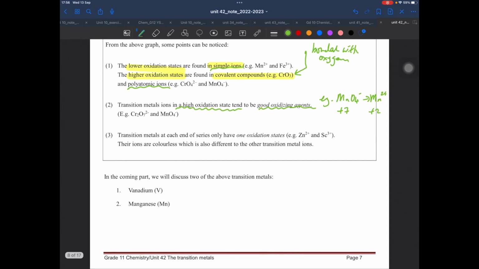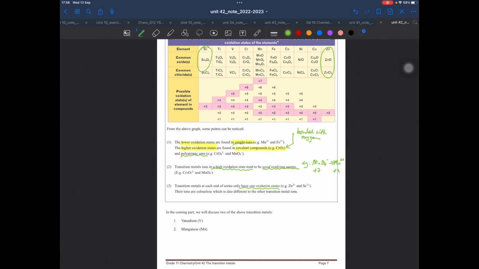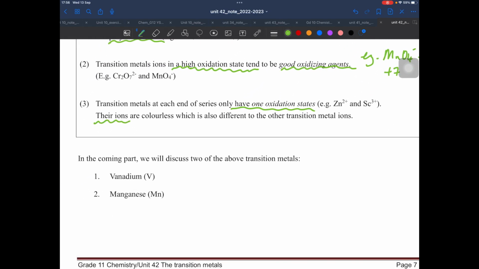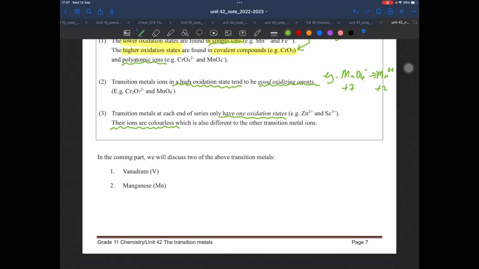Well, next one is for those that only have one oxidation state. Okay, I agree that there is some special case. These two elements only got one oxidation state. They are a bit extreme case because they don't have more than one oxidation state, so they don't have a signature property of transition metals. Their ions are colorless.